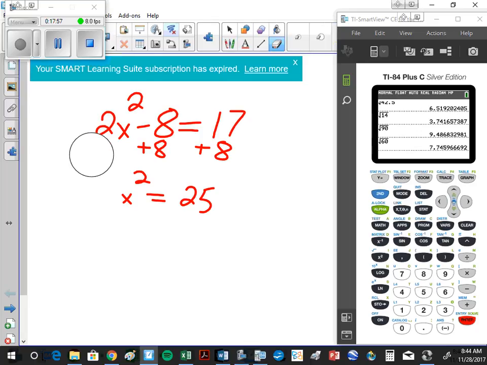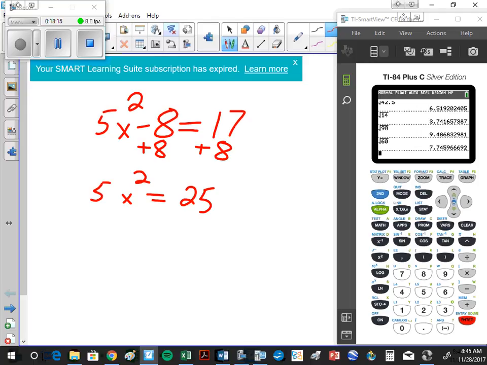Let's change this to a 5. I didn't think that through. Wow. Now what? Can I take the square root yet? No. I have to undo the 5 first.